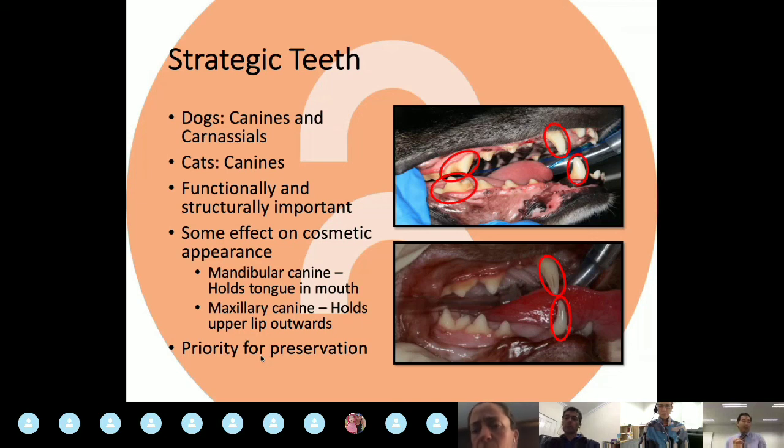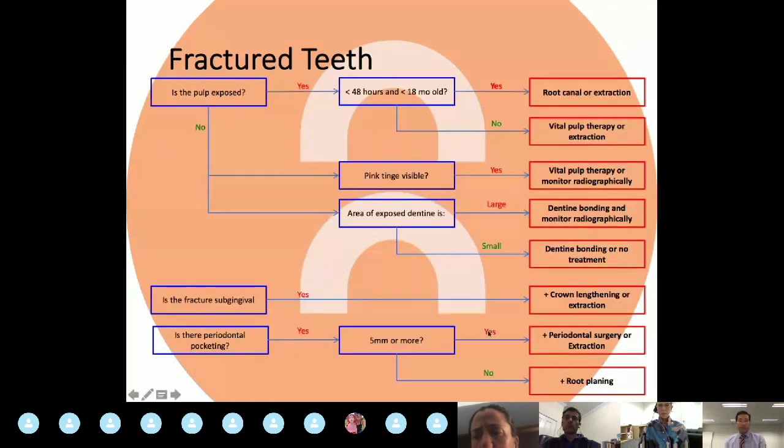They also have some effect on cosmetic appearance. The mandibular canine, for example, holds the tongue in the mouth. And the maxillary canine, where we talked about lip entrapment, and that occurs because the maxillary canine actually helps to hold the upper lip outwards as well. So we consider these strategic teeth priorities for preservation.